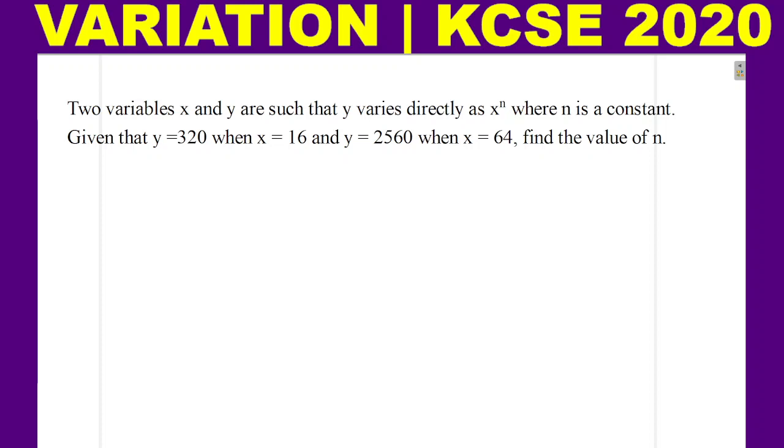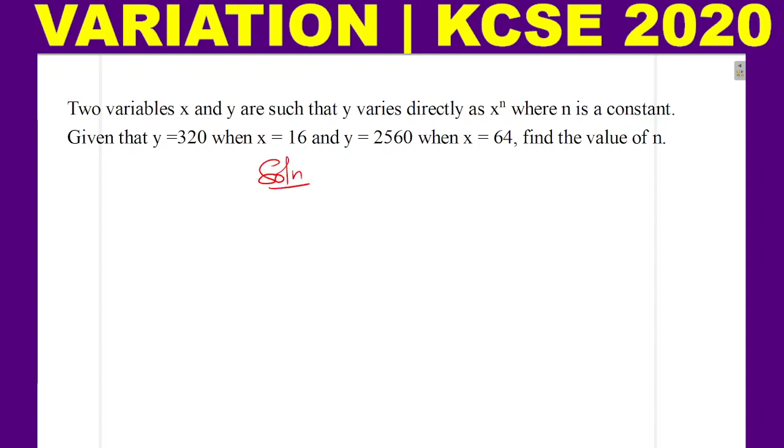Variation: two variables x and y are such that y varies directly as x raised to power n, where n is a constant. Given that y is equal to 320 when x is equal to 16, and y is equal to 2560 when x is equal to 64, find the value of n. So let's go to the solution.